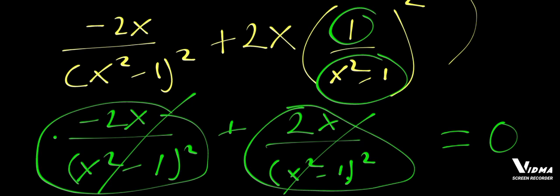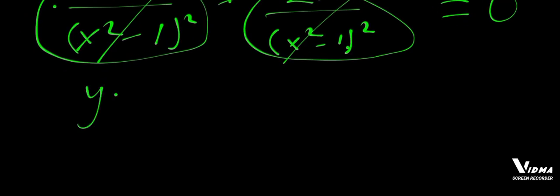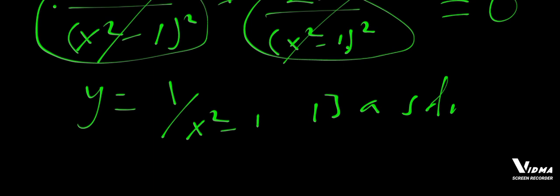So that's how we can therefore say that our y equal to 1 over x squared minus 1 is a solution of our differential equation.